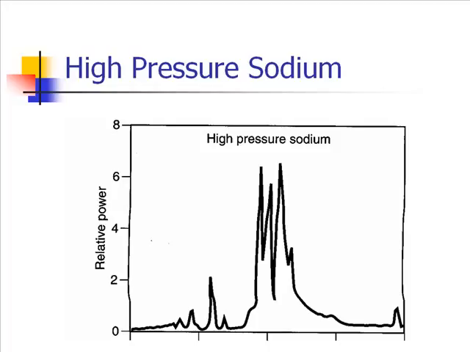Another energy efficient light, metal halide. Again, it has a lot of spikes. We don't generally use these for color matching, but they are used for lighting areas.